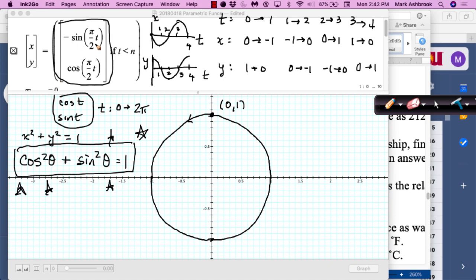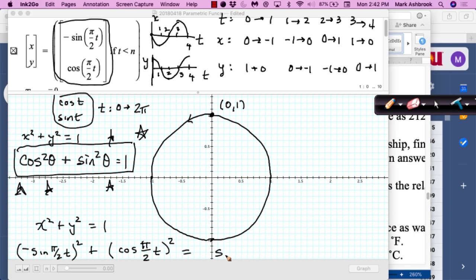So look, for this one we just did, if I have x squared plus y squared equals 1, what's x squared? X squared is minus sine of pi over 2 t, squared. And y squared is cosine of pi over 2 t, squared. Does that equal 1? So minus sine of pi over 2 t is the same as positive sine of pi over 2 t. So this has the form sine squared plus cosine squared. So it equals 1, and that's what the equation says, x squared plus y squared equals 1.